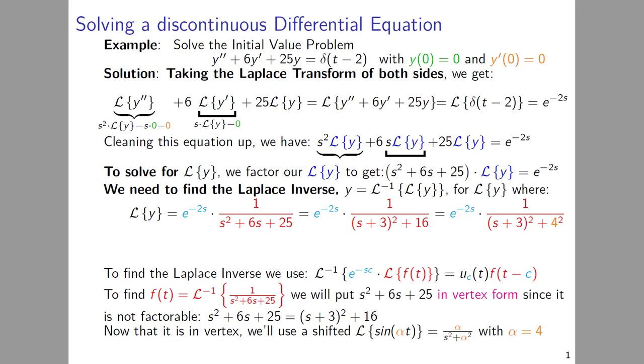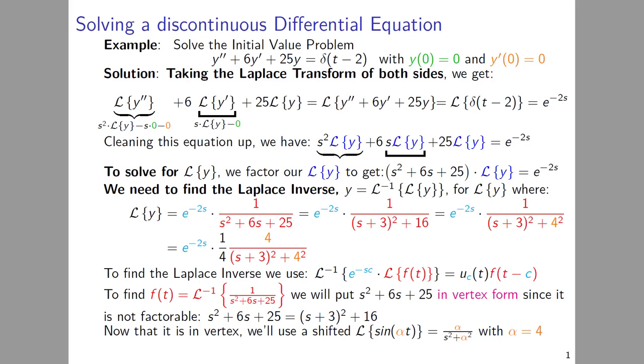To get this directly in the form alpha over s squared plus alpha squared, we need the numerator, which is now 1, to be 4 as well. To get this, we'll multiply by 4 and 1/4, which won't change the value, just how it's written. So we can rewrite this as e to the negative 2s times 1/4 times 4 over s plus 3 squared plus 4 squared. Now, with 4 over s plus 3 squared plus 4 squared, we really have a shifted form of the Laplace transform of sine 4t.